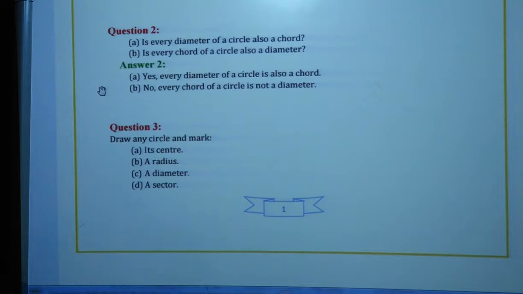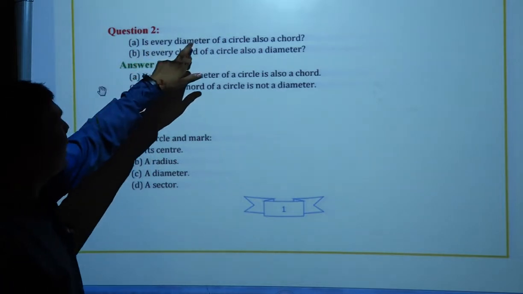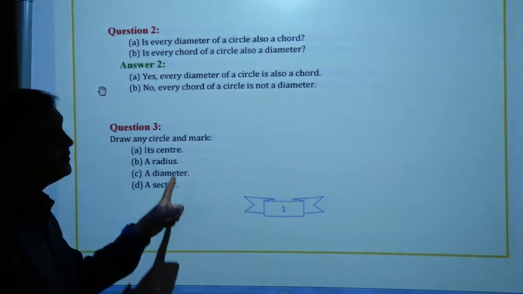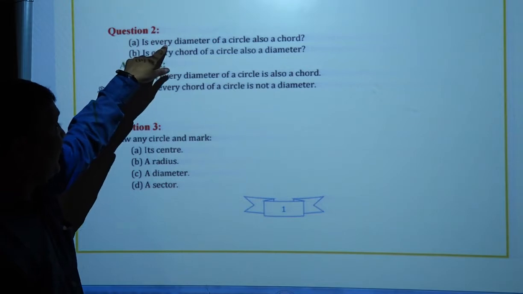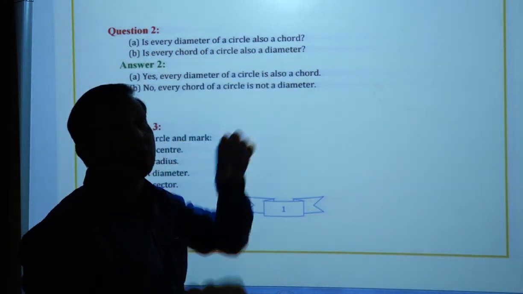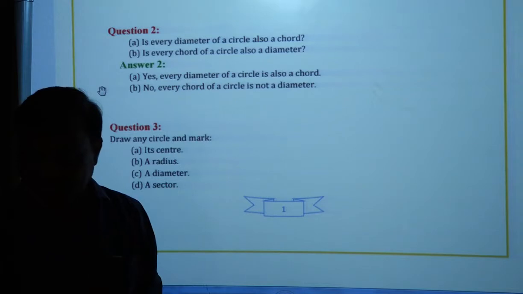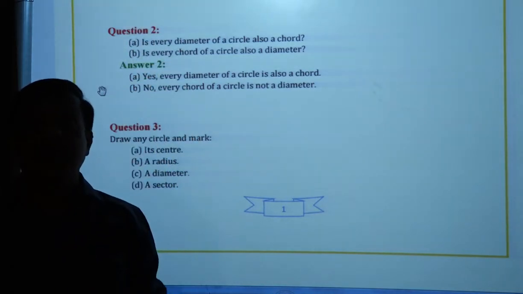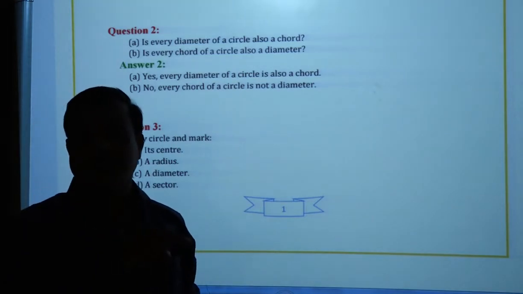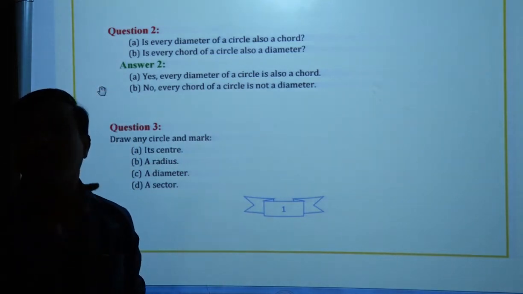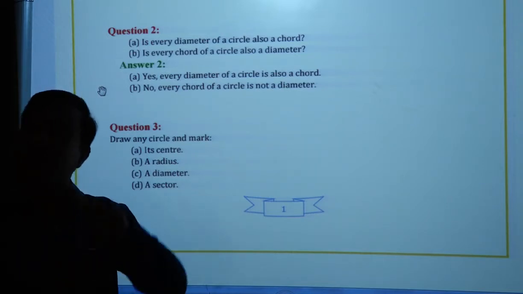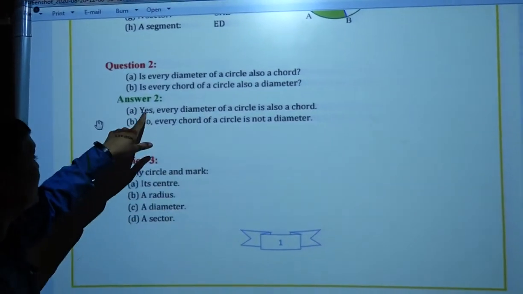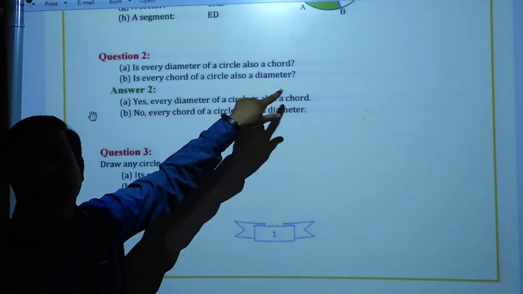Second question. Is every diameter of a circle also a chord? Yes. A diameter is a line which passes through the center of a circle, and that diameter is also called a chord. That is the longest chord of a circle. The name is given diameter and you can say chord also. So yes, every diameter of a circle is a chord.